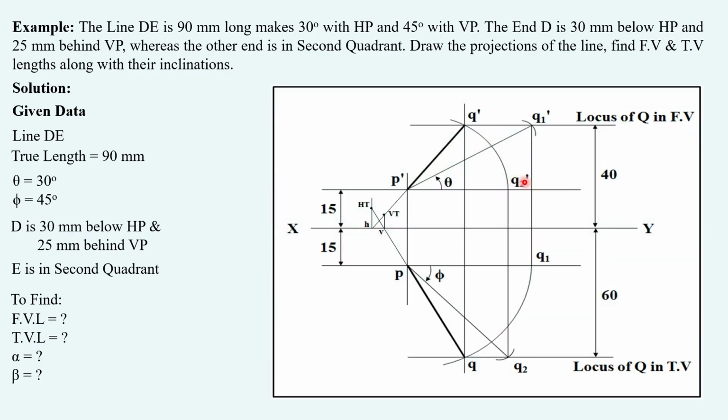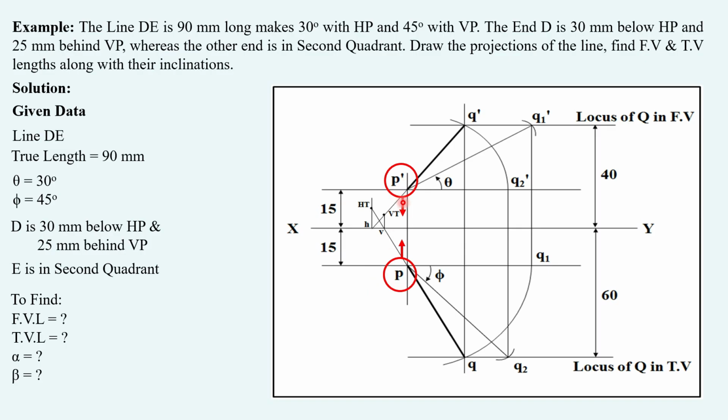Let us put this given data on our normal solution in order to understand how to proceed. So this is a normal solution which is related to only a single quadrant, that is first quadrant. Here, according to the given data, this P dash should be below XY line and this P should be above XY line. Why? Because according to the third quadrant, front view should be below XY and top view should be above XY. That's the first change.